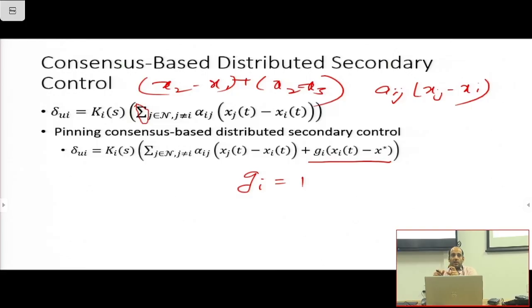Okay. For example, let's say 5 people are walking, and the first person, you told that you have to walk at this speed, and the rest you tell you have to maintain this much distance, automatically the rest will have the same speed as the first one. So first one gi equal to 1, for others gi equal to 0. Alright. So this is how consensus based distributed secondary control is implemented. At the end of the day, your objective is to get those variables delta omega or delta v.